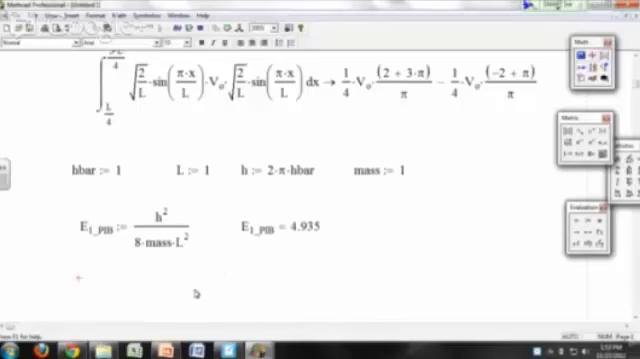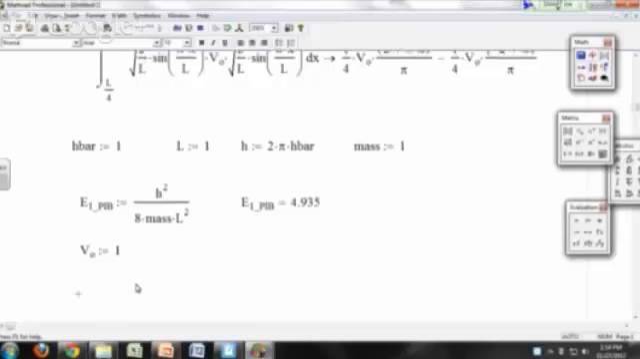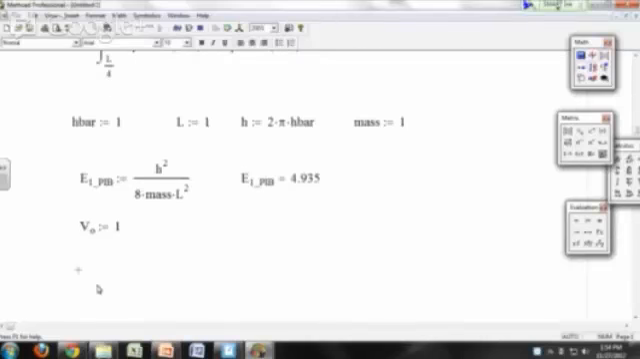Let's look at the situation where V naught is equal to 1. We're just going to define V naught as 1 unit. You can always change that later if you want to explore how things would change. I'm choosing V naught equals 1 because I know what the correct answer is. If V naught is 1, you can actually solve this problem exactly. So what would be our potential energy?